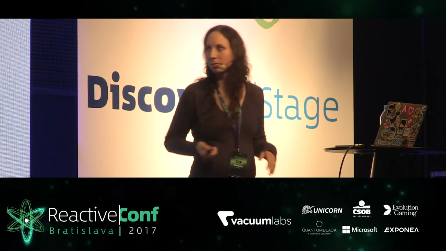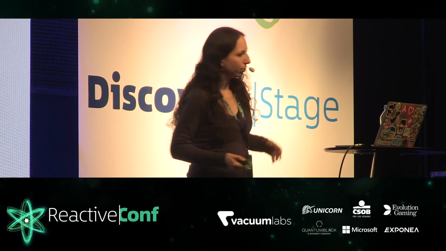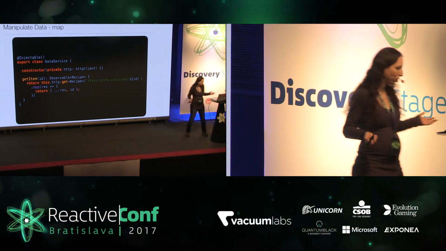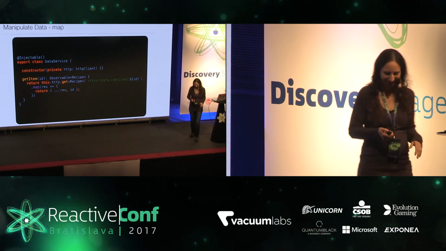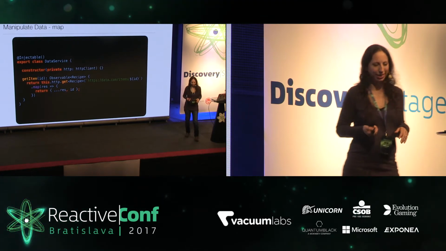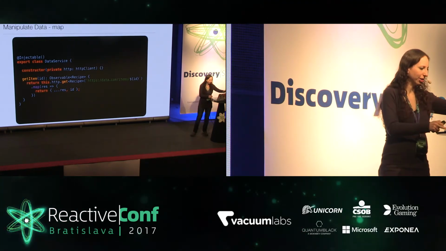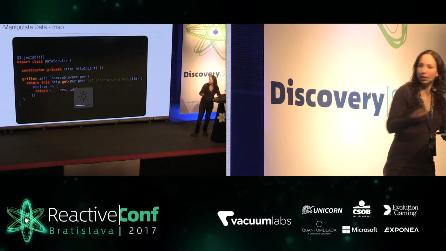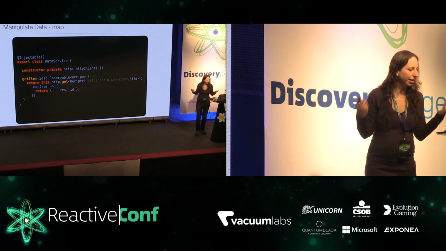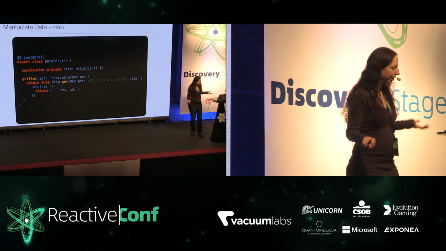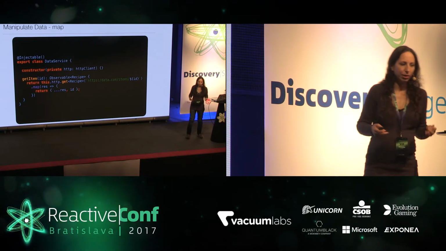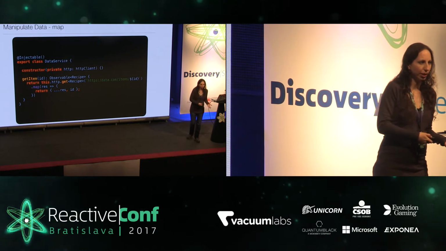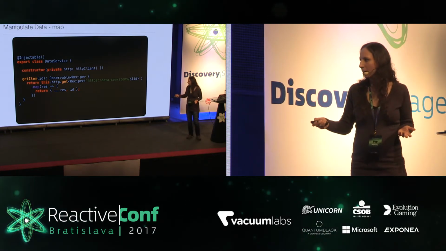Okay, so we have operators in RxJS, of course. RxJS is mostly operators. There are more than 60 different operators to manipulate your data. And what we see here is getting, again, the recipe with its ID, and doing something, and returning something else, or modifying the data that we get with the event.